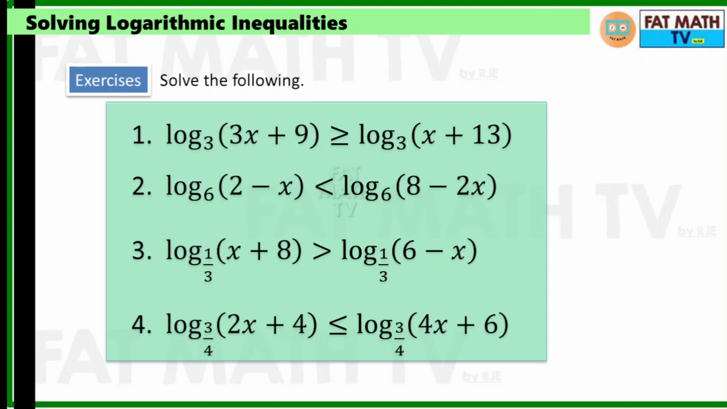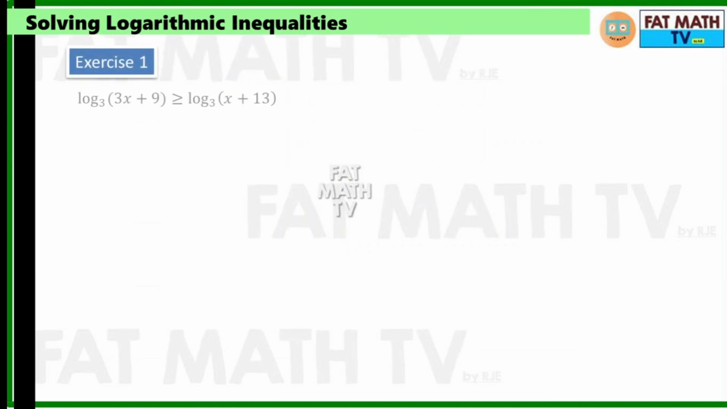Let's answer number 1. So logarithm of 3x plus 9 is greater than or equal to the logarithm of x plus 13. So you will have 3x plus 9 is greater than or equal to x plus 13. Put the x's together, the constants together. 3x minus x is 2x. 13 minus 9 is 4. Divide both sides by 2. x is greater than or equal to 2.